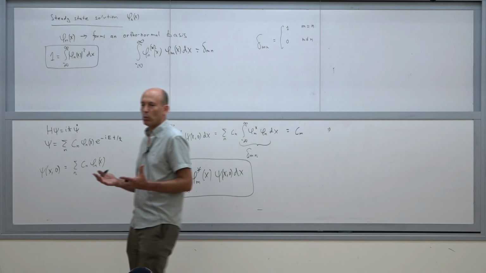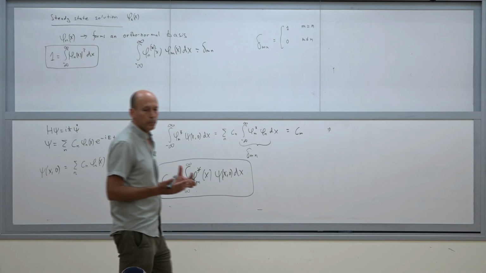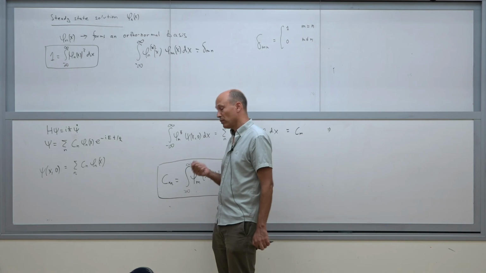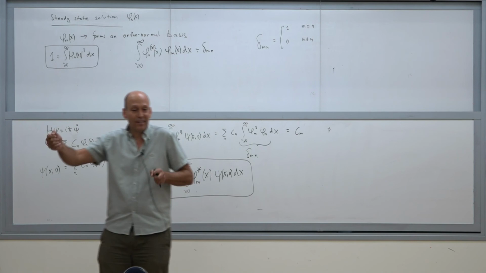What do you think it means physically from the point of view of measurement? Measurement of what? Amplitude of the probability. Oh, it's the amplitude of what? You're right, probability. Of what? Of momentum, position. In this case, position. Yes.